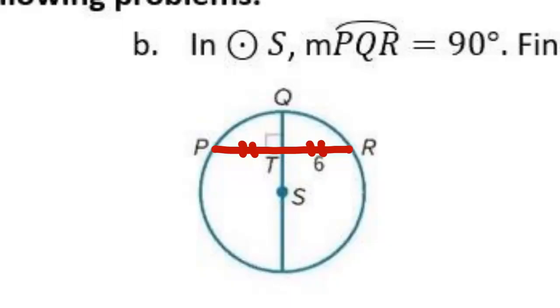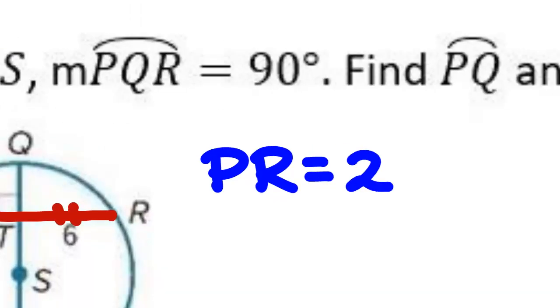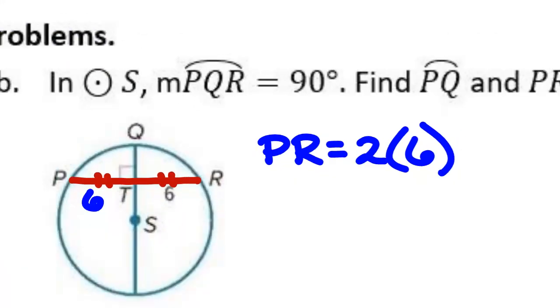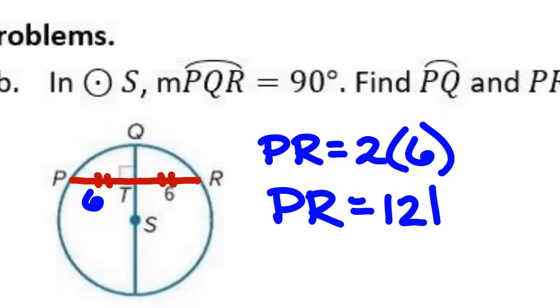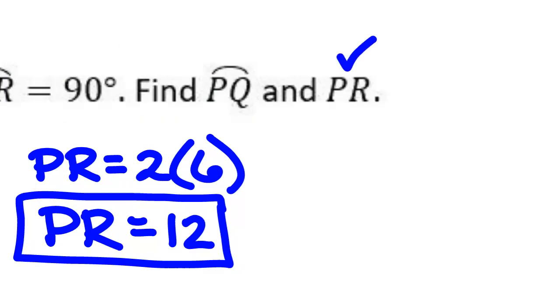Do I know how big any of those parts are? I know that from T to R is how big? 6. So how big is from P to T? 6. So if that's the case, how big is it from P to R? 12. We would do 2 times 6. So from P to R is 12. All right, that's one of the things they asked me to find. That's this piece right here.